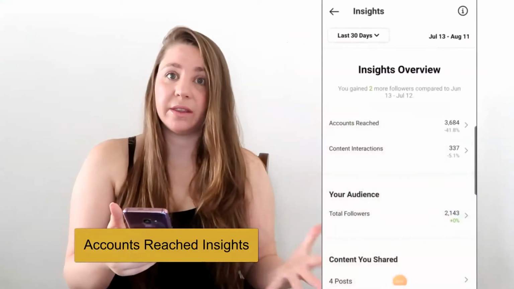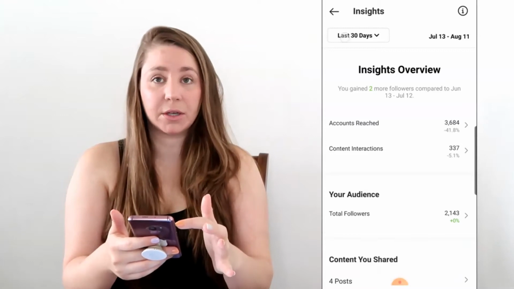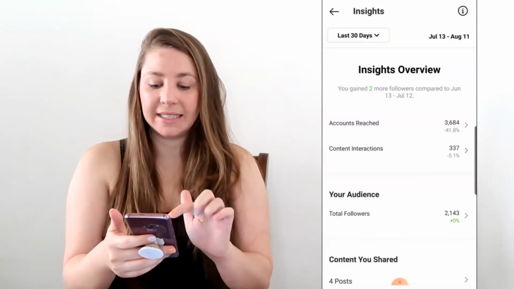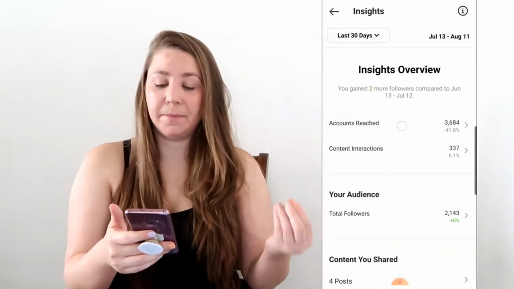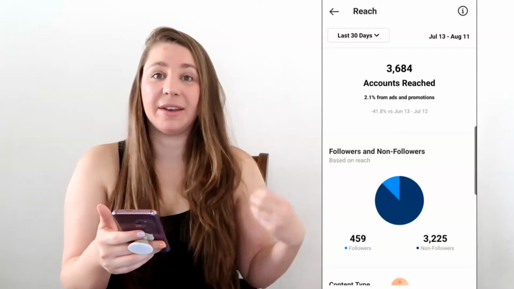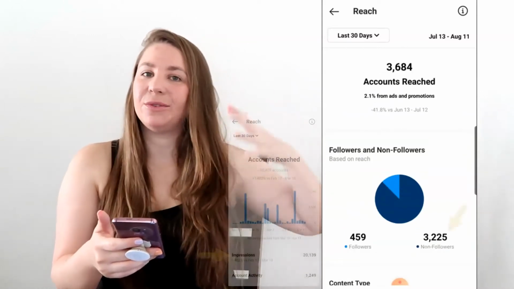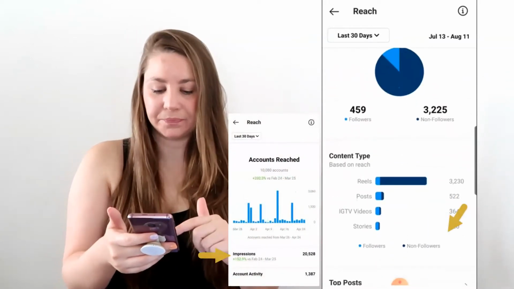Okay, so let's start with diving into the account reach. Now you can see that the past 30 days, I have it marked up here. I put it on the past 30 days. You can see that it has decreased 41.8%. So obviously me not working on growing the account has definitely made a major impact. This is what it looks like now. And then you can see on the other side, right next to it is what it looked like previously.